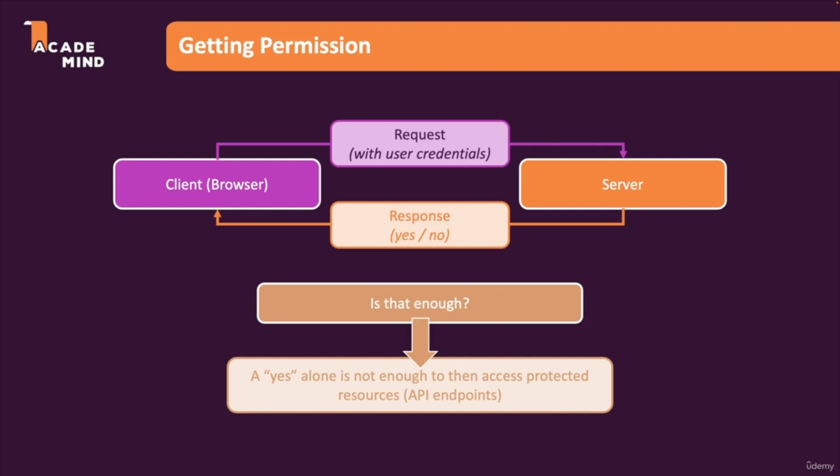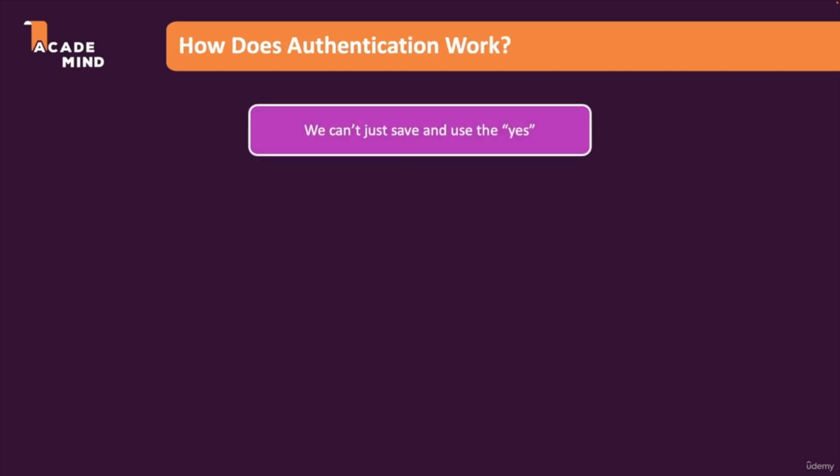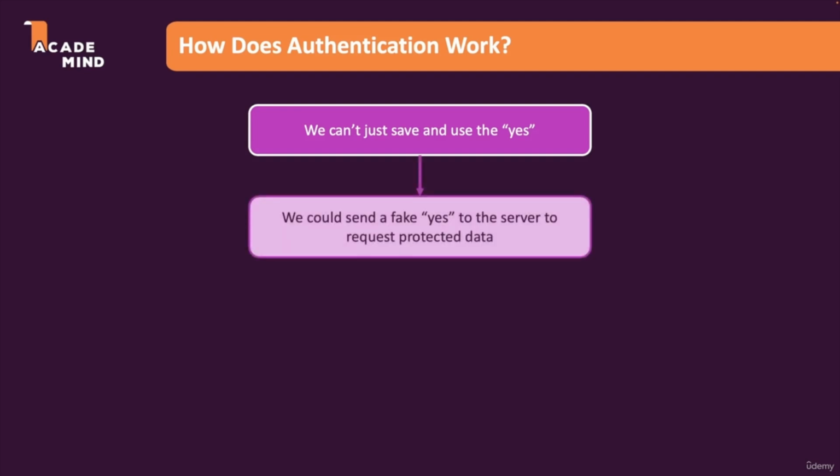So the server must reply with something else than a yes or no, something that can be validated on the server and that proves that we really got permission from the server in the past. So therefore, we can't just save and use a yes answer after logging in. We can't just attach a yes to future requests that want to access protected resources, because we could fake that.